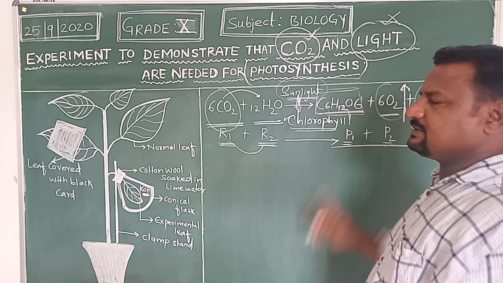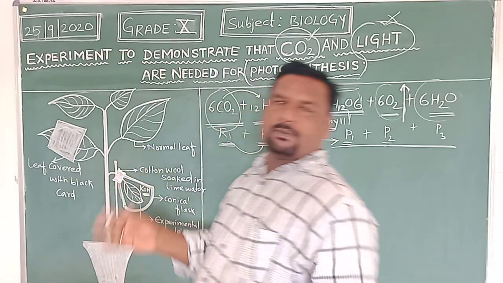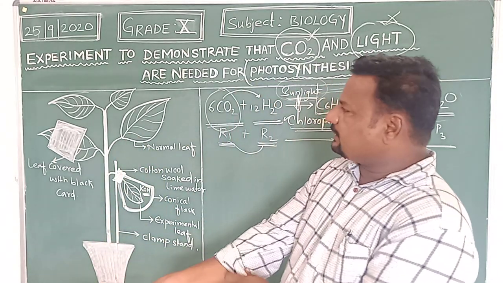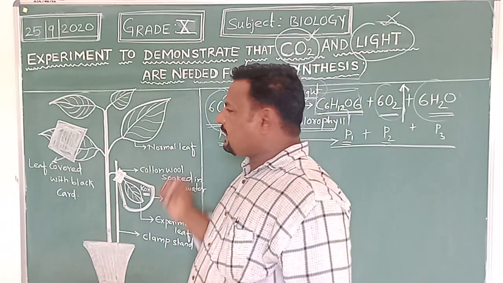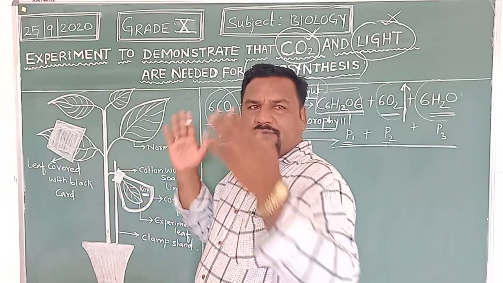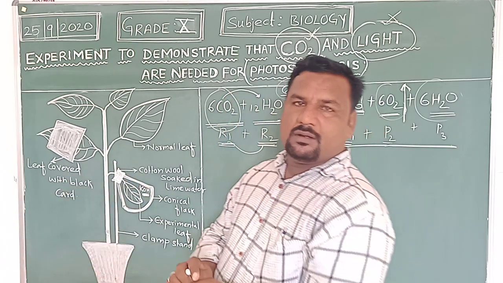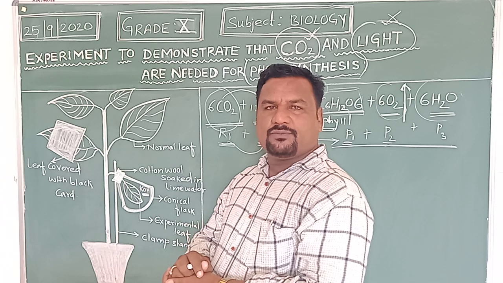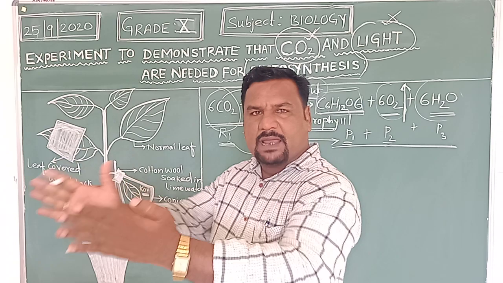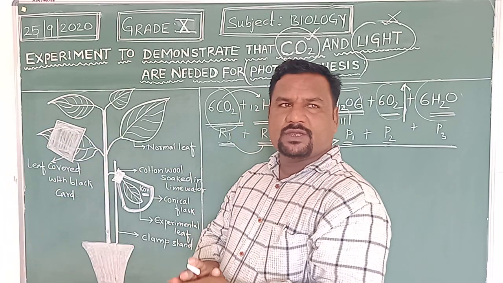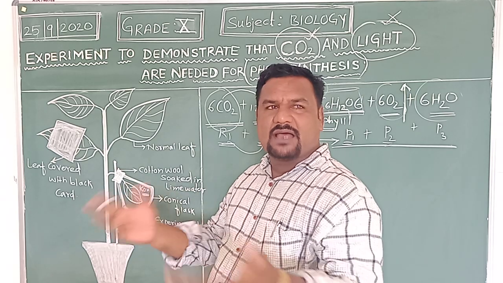The equation shows this. Here we have a plant. This plant is a de-starched plant. What kind of plant have we taken here to perform this activity? A de-starched plant. How to de-starch the plant? If a potted plant is placed in a dark room for a period of 48 hours. Minimum, how long is the potted plant to be placed in a dark room? Minimum 48 hours. Then the plant becomes de-starched.